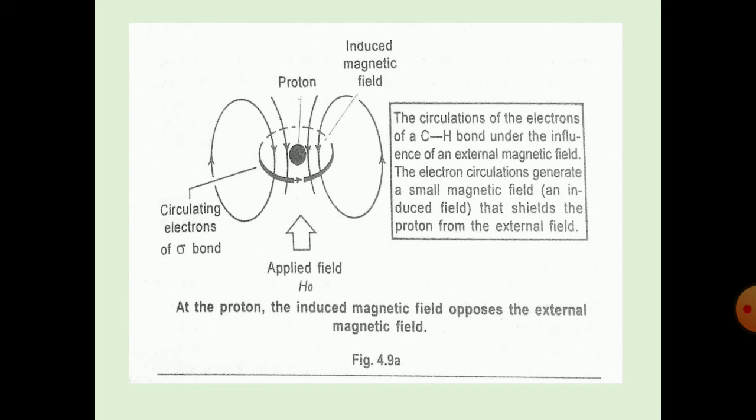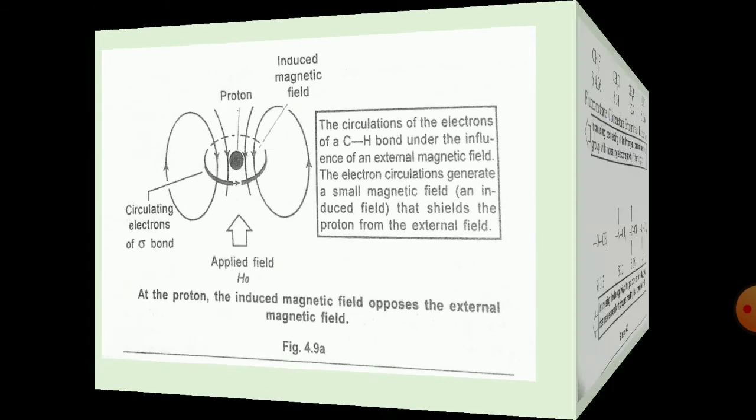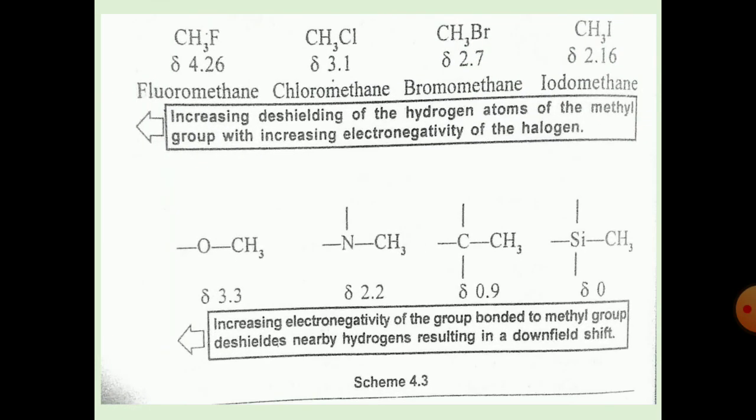The next point is the factors influencing the chemical shift. The first factor is electronegativity, or inductive and resonance effects. The first is in organic compounds, where the proton is covalently bonded to carbon, nitrogen, oxygen or other atoms by a sigma bond.